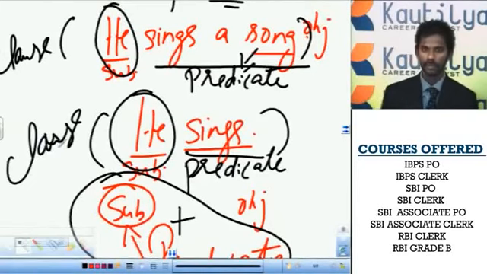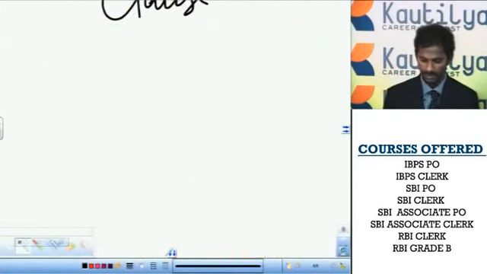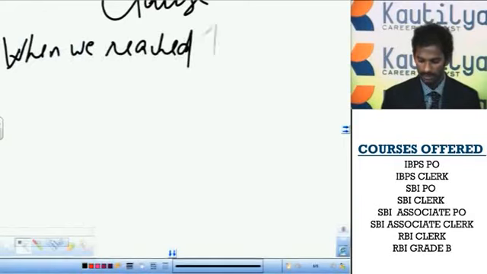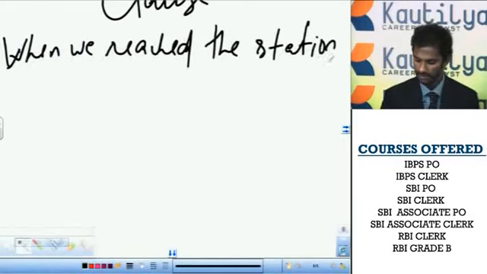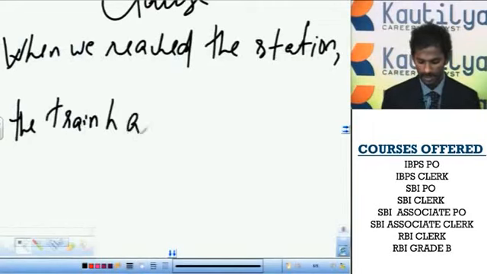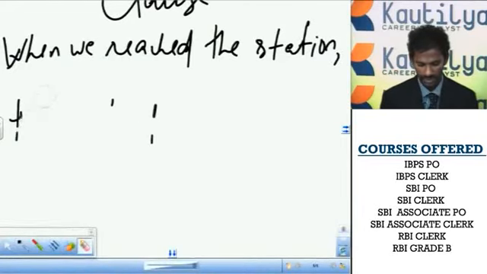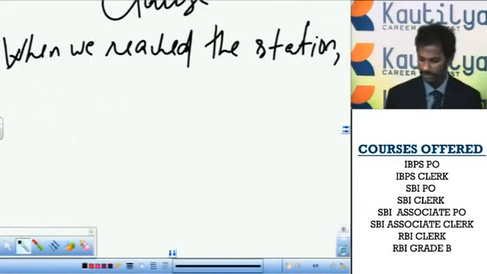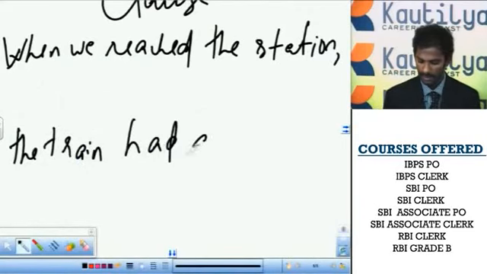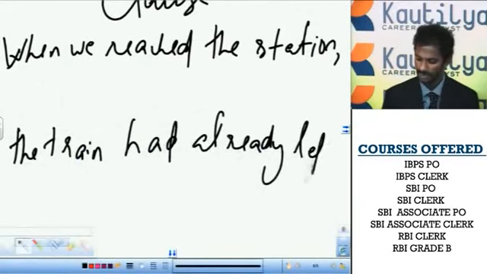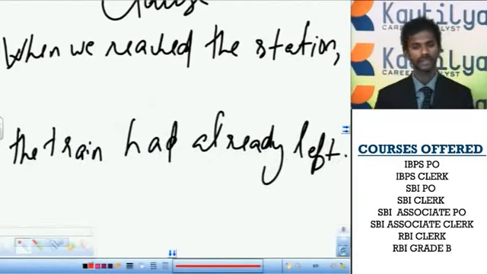Clear? Fine. To prove my point, we'll go for a sentence. I've given you this statement while doing tenses and modifiers, if you remember. When we reached the station, comma, the train had already left. When we reached the station, the train had already left.